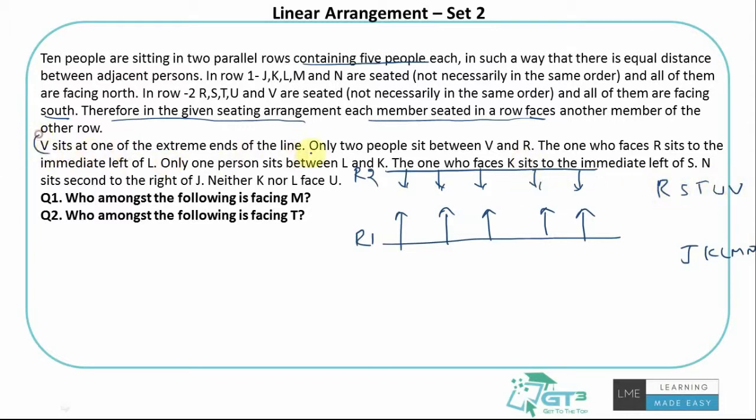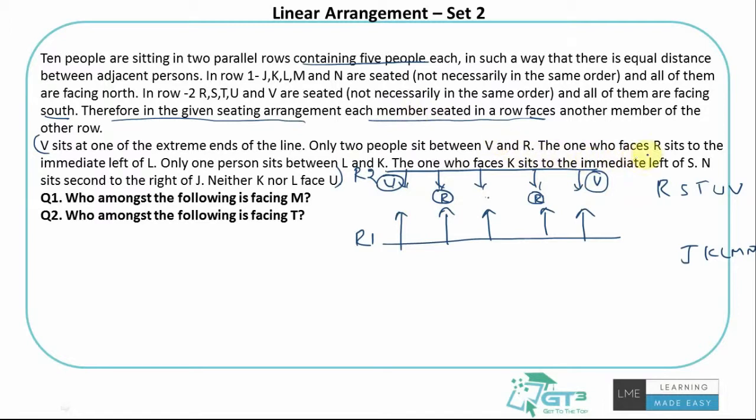So this is where the clues start. So let's look at the clues. V sits at one of the extreme ends of the line. So V must be sitting at one of the extreme ends of this line. Only 2 people sit between V and R. So if V is sitting here, 1 and 2, so technically R must be here. If V is sitting here, 1 and 2 and R must be here. Right? R cannot be seated in any other place.